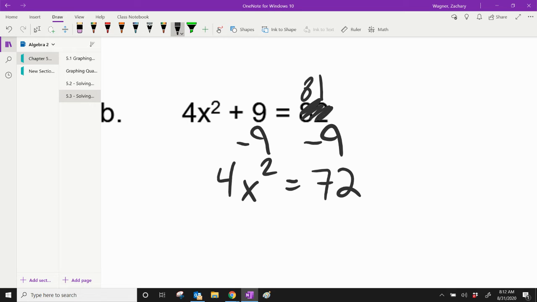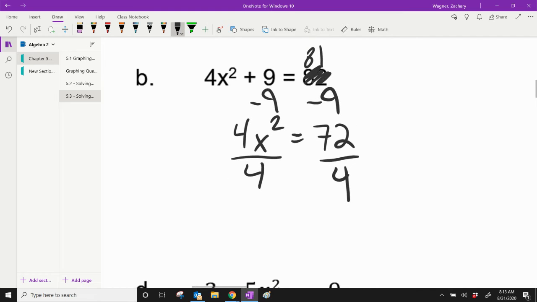4x squared equals 72. At this point, we still need to isolate x squared before you square root both sides. Divide both sides by 4. When you have that coefficient, we need to get rid of it. If you're multiplying, you want to do it by division. Left with x squared equals 72 divided by 4 gives a grand total of 18.